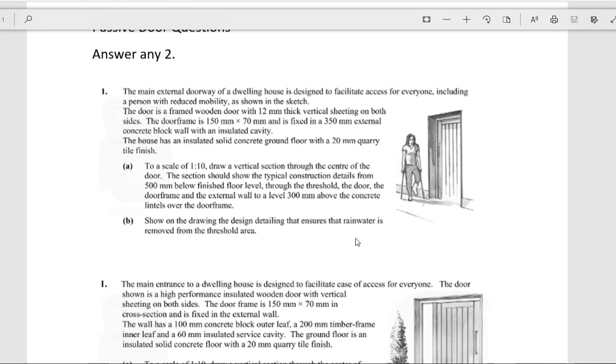So what you're basically looking at here is drawing from the foundation all the way up to 300 above the concrete lintels. Now part B of this question, show on the drawing the detailed design to ensure that rainwater is removed from the threshold. So we're looking at the slope of less than 15 degrees and that storm gully then to take away the rainwater. All you have to do in your diagram is mark on your diagram that detail, with B in brackets and an arrow pointing to that detail.